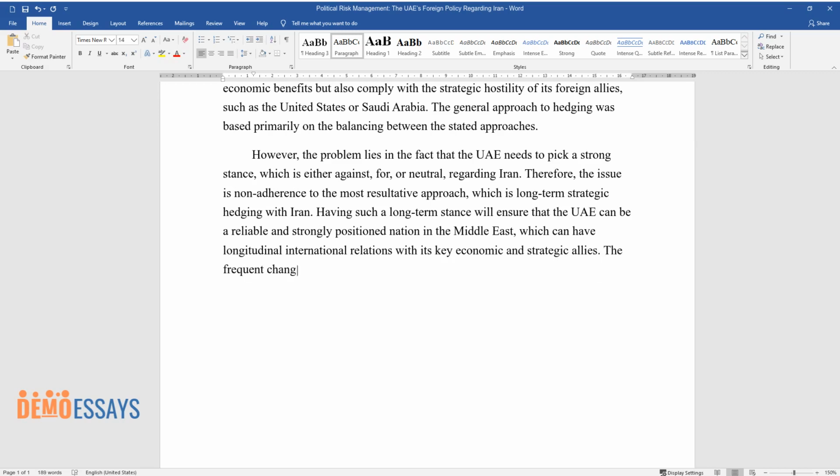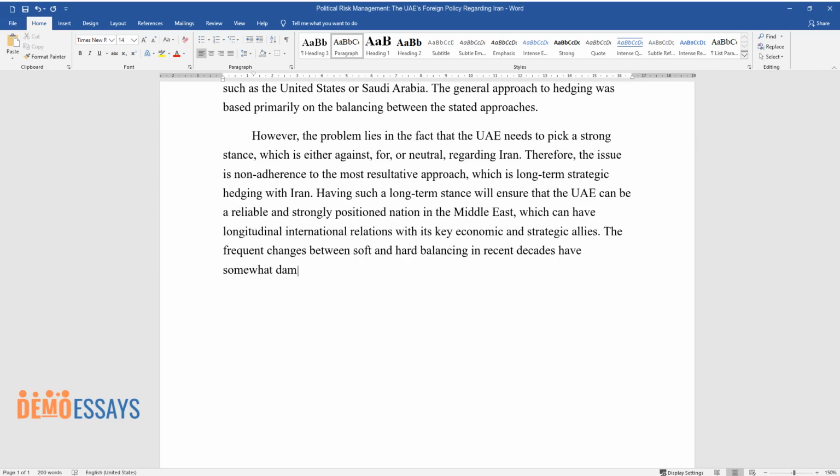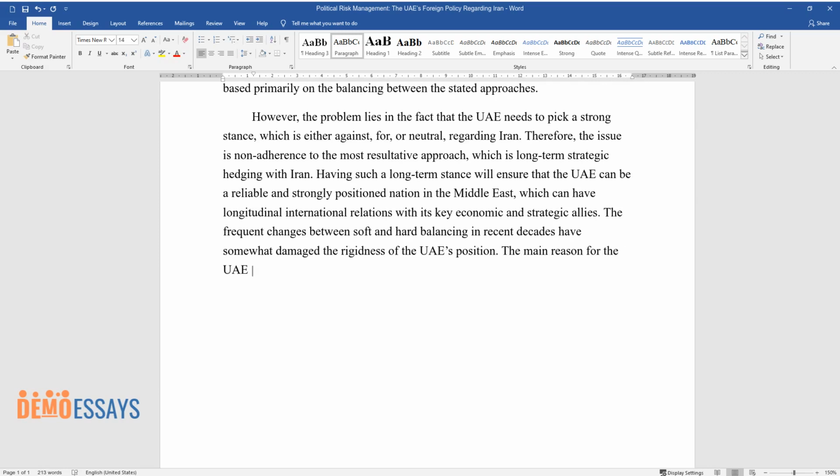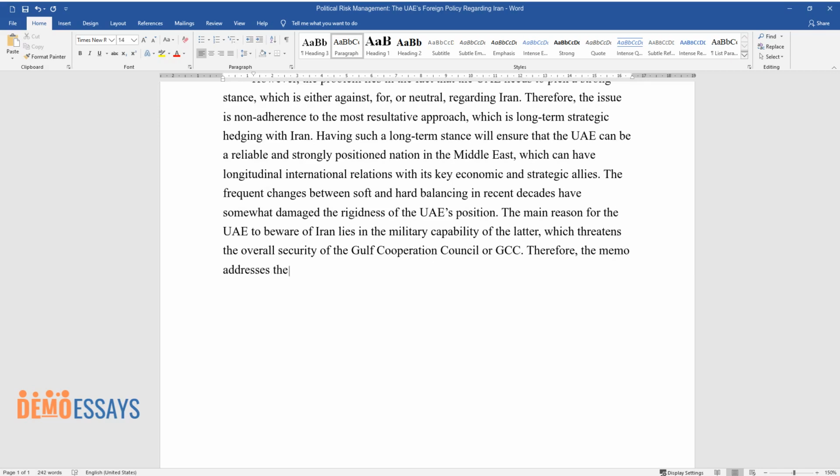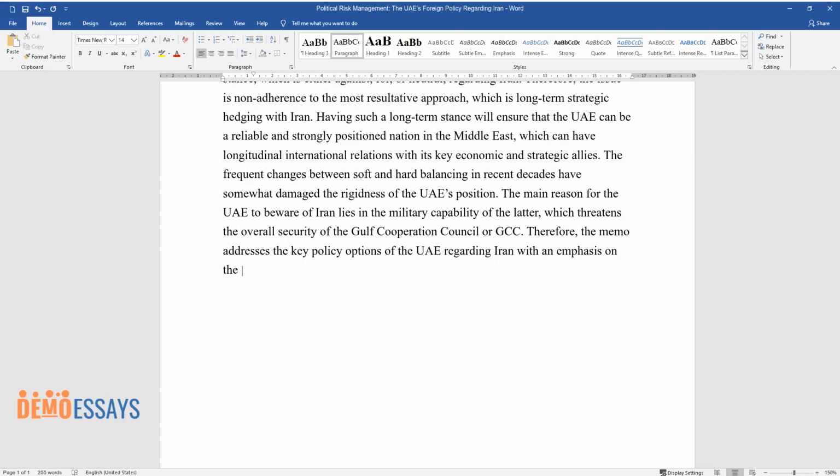The frequent changes between soft and hard balancing in recent decades have somewhat damaged the rigidness of the UAE's position. The main reason for the UAE to beware of Iran lies in the military capability of the latter, which threatens the overall security of the Gulf Cooperation Council or GCC. Therefore, the memo addresses the key policy options of the UAE regarding Iran with an emphasis on the economic impact.